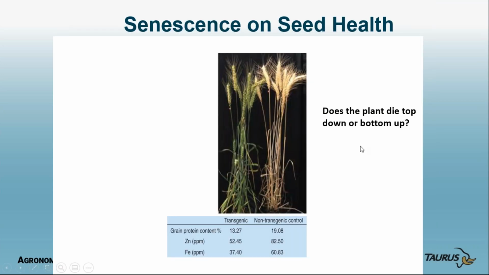Now there's one question that comes up: does the plant die from the top down or from the bottom up? Well, I say from the bottom up. And there's something called the stay green gene, which they tried, and what happens is it stays green, but it doesn't move stuff into the seed. Here's the transgenic. So you take a look: grain protein 13.25, 19, zinc 5.2 versus 82, 37 versus 60.